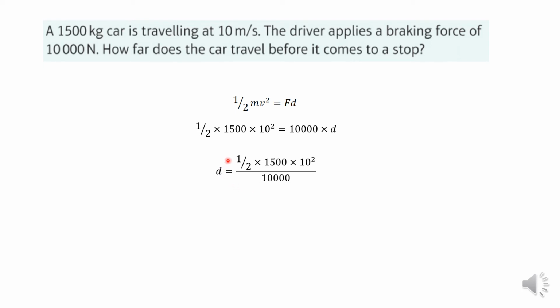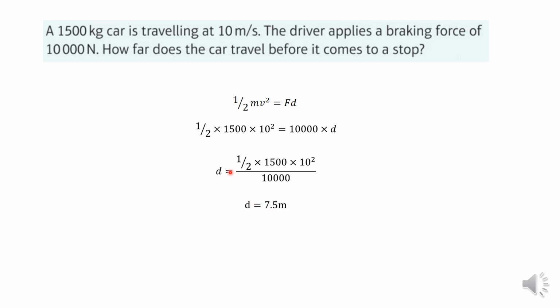We then rearrange the equation, that's already here, that's what I wanted to appear in an animation. We're dividing both sides by 10,000, so that 10,000 comes down to this side. We've got half times 1,500 times 10 squared, all divided by 10,000. And then we work out the answer. Oh, that was the animation. And then there's the answer.